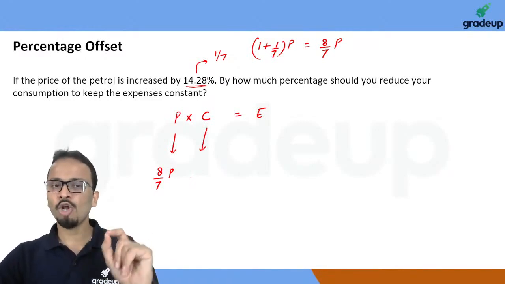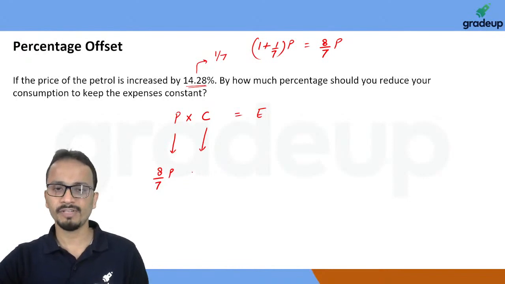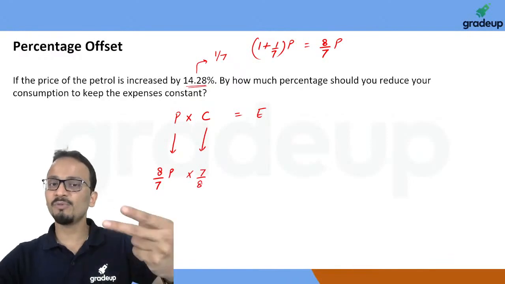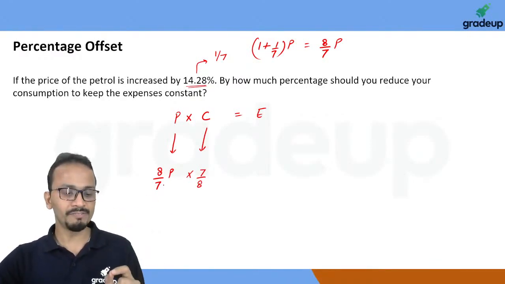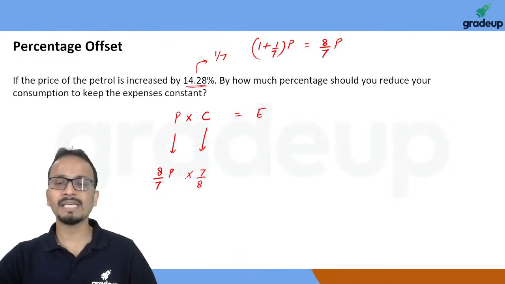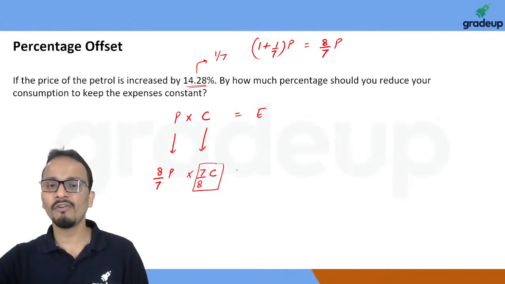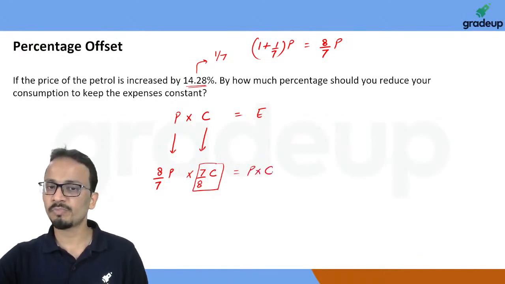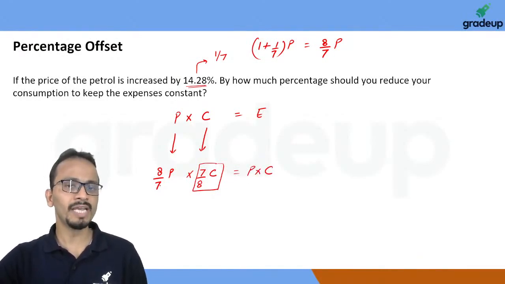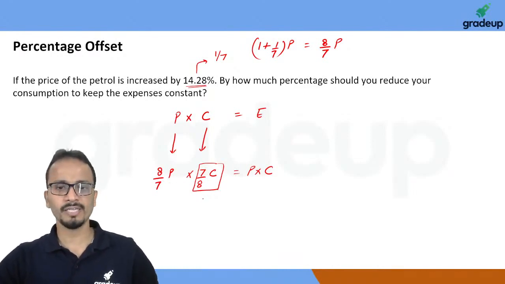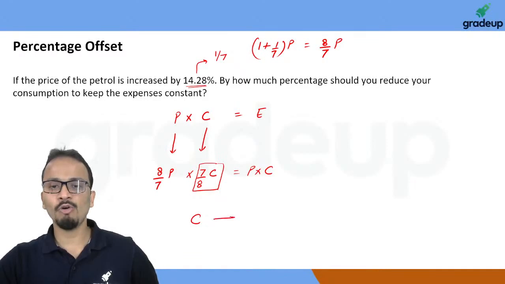So in order to nullify the effect of 8 by 7, can I say that I should multiply it by 7 by 8, the reciprocal of that fraction? If consumption becomes 7 by 8 of the original consumption, then I retain the original expression P into C, because 7 by 8 will get cancelled with 8 by 7. So consumption will now become 7 by 8 times the original consumption.